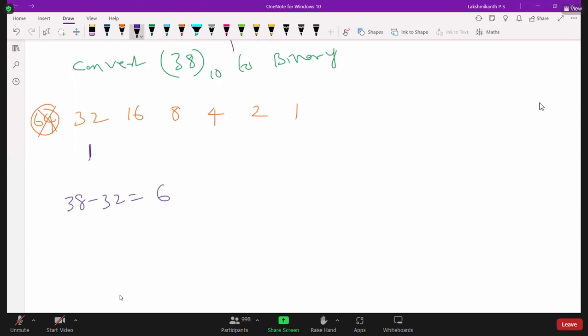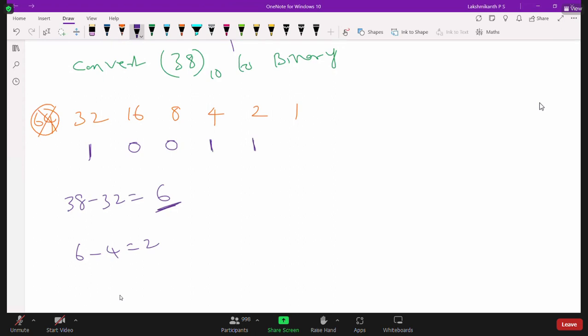So you have to put 0 here because 16 is not required, and 8 also is not required because we want only 6. Now 6 means 4 is needed, so you should put 1 here. Now 6 minus 4, how much? 2. So 2 is required. You should put 1 here. So here you should put 0.